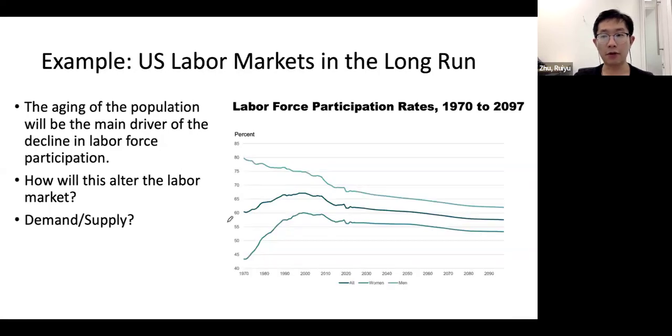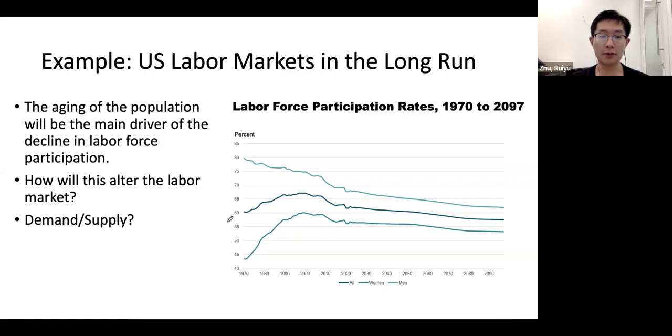So now we can use this framework to analyze some examples. One example is we can see how it is going to be for the US labor markets in the long run. In these years, a very significant problem faced by developed economies is the aging society, because people are less willing to have kids, so the birth rate has decreased.